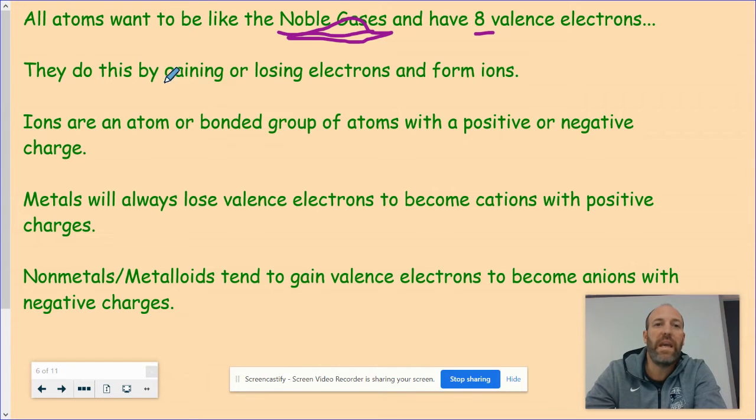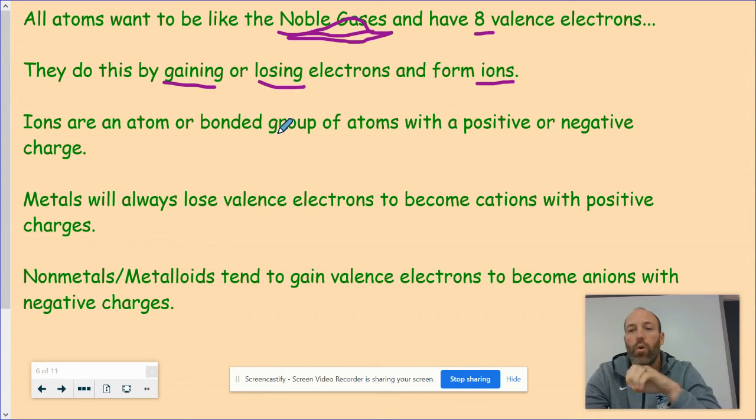They do this by gaining or losing electrons. So atoms, if they're not a noble gas, will gain or lose electrons to form ions. So one of the questions will be, what's an ion? It's an atom or a group of atoms that are positive or negative. Atoms will gain or lose electrons, and that's how they become ions.